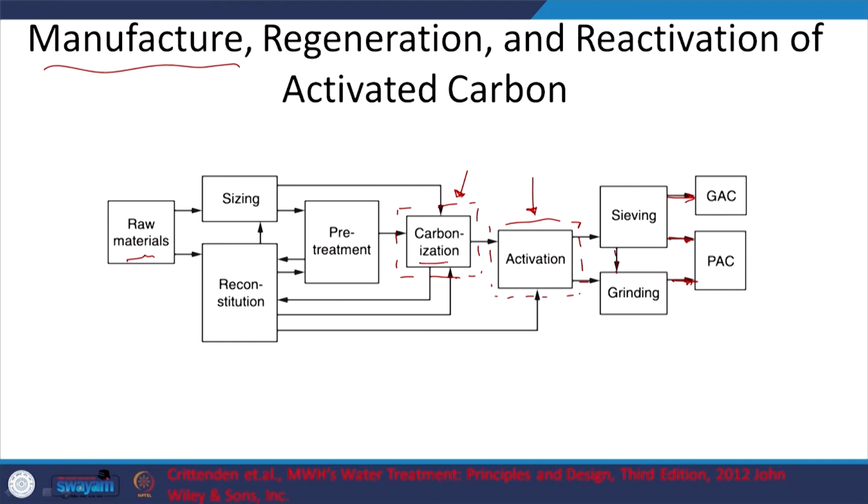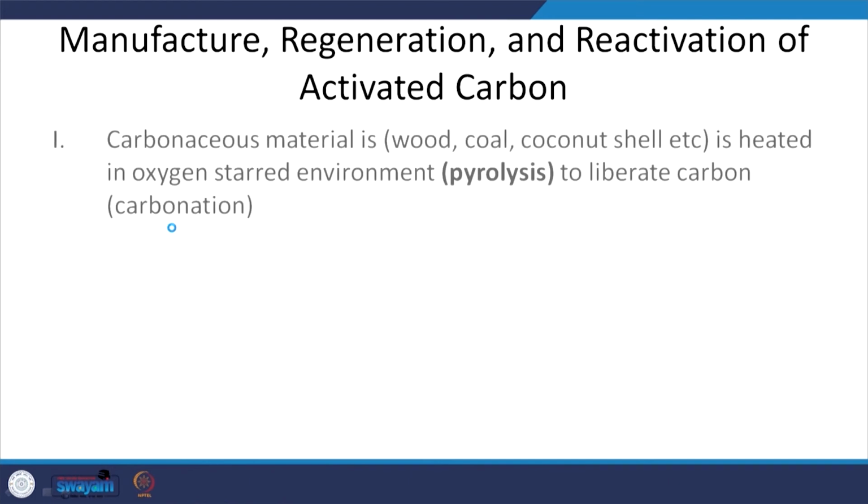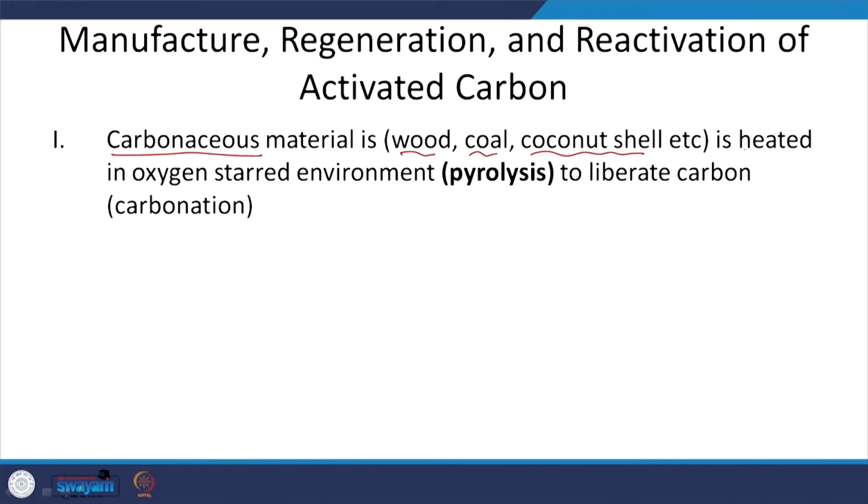So, now let us look at what this carbonization and activation is and what the raw materials are. Raw materials: wood, coal, coconut shell, etc. Again, the key aspect is carbonaceous material, and here I have organic content, it is organic matter in a way. So, what am I trying to do? I am going to try to liberate the carbon. How am I going to do it? I am going to heat it in the absence of oxygen. It is not oxidation of the carbon, it is just liberating carbon, or carbonization, let us say. So, it is heated in an oxygen-starved environment, which is pyrolysis, and we are liberating the carbon here.